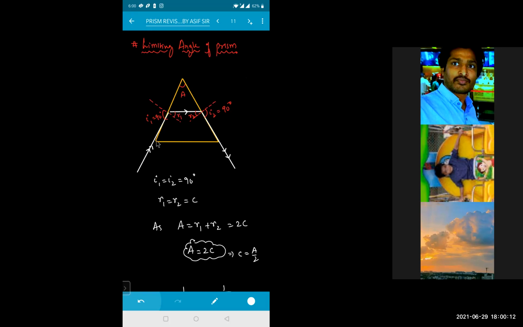The angle of the prism for which the ray grazes on one face of the prism, and after refraction again grazes out from the second surface. Okay. So for that one, what is the deviation? It is 180 minus 2C. Clear?